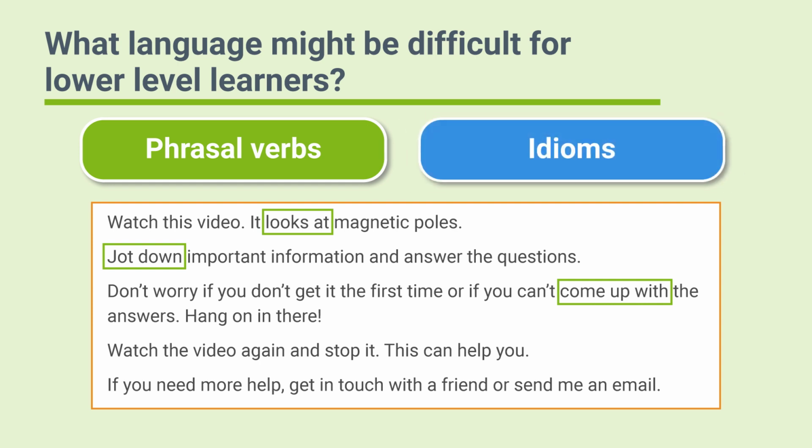Idioms can also be difficult for EAL learners, especially those who are new to English. Idioms are phrases or collections of words where the meanings of the words together are different from their individual literal meanings. For example, hang on in there does not mean literally hang on to something like a monkey, it means be patient and keep trying.